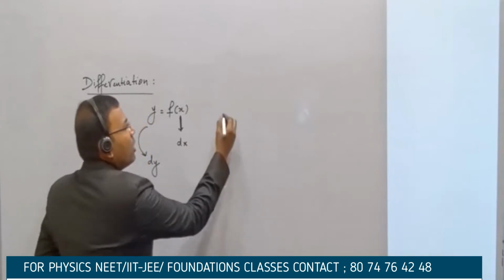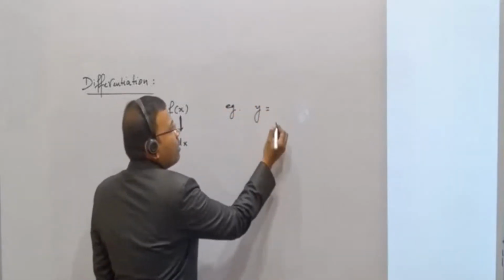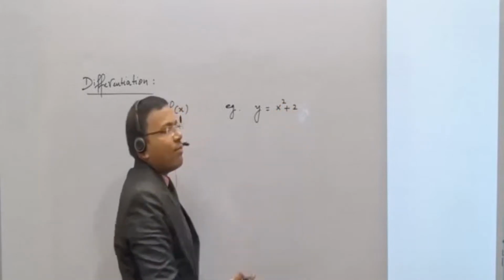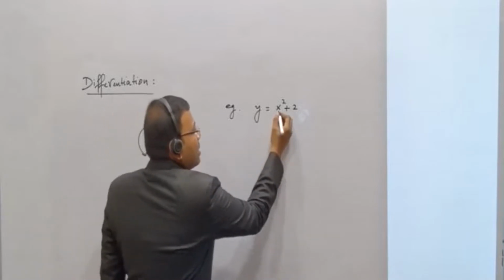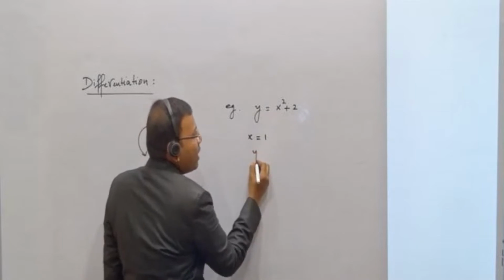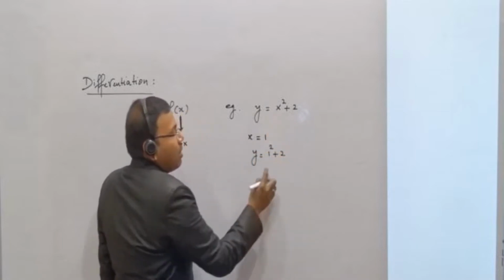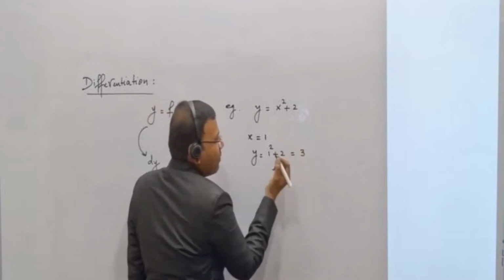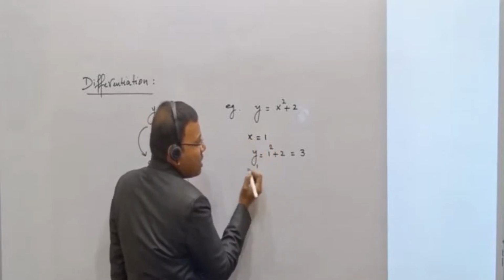So I'll take an example. Look carefully, beta. Try to understand what I am doing: y is equal to x square plus 2. I am making a function, y is equal to x square plus 2. If I take the value of x as 1, what is the value of y? y is equal to 1 square plus 2. 1 square means how much? It is 1 only, plus 2, how much is it? It is 3. Suppose this value I am getting is y1.